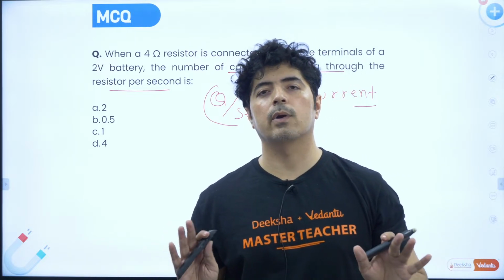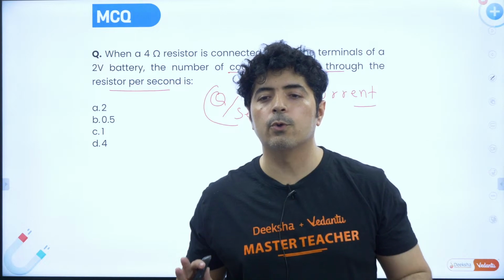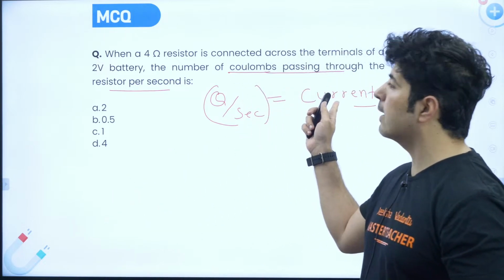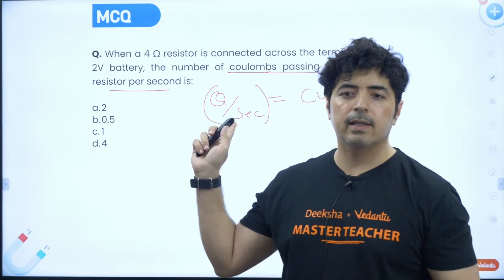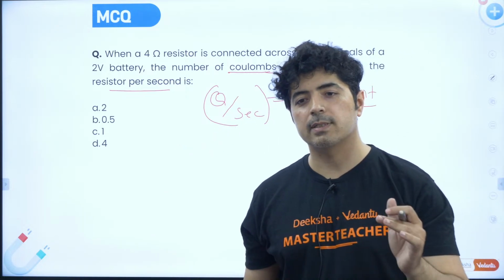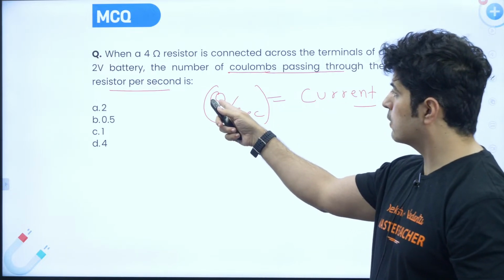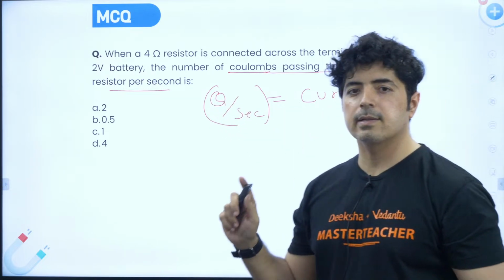Some students say, oh my God, I don't remember this formula. No, you know it already. He's asking you the current, nothing else. So your job is just to focus. He's asking the current. The number of Q by time is nothing but current.